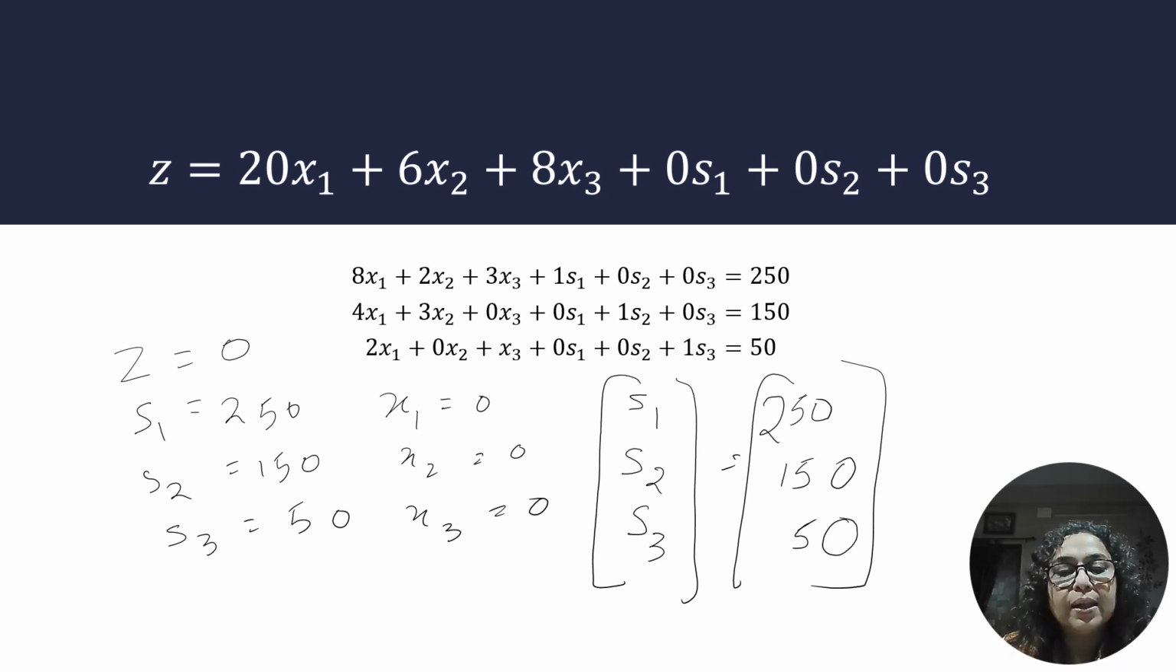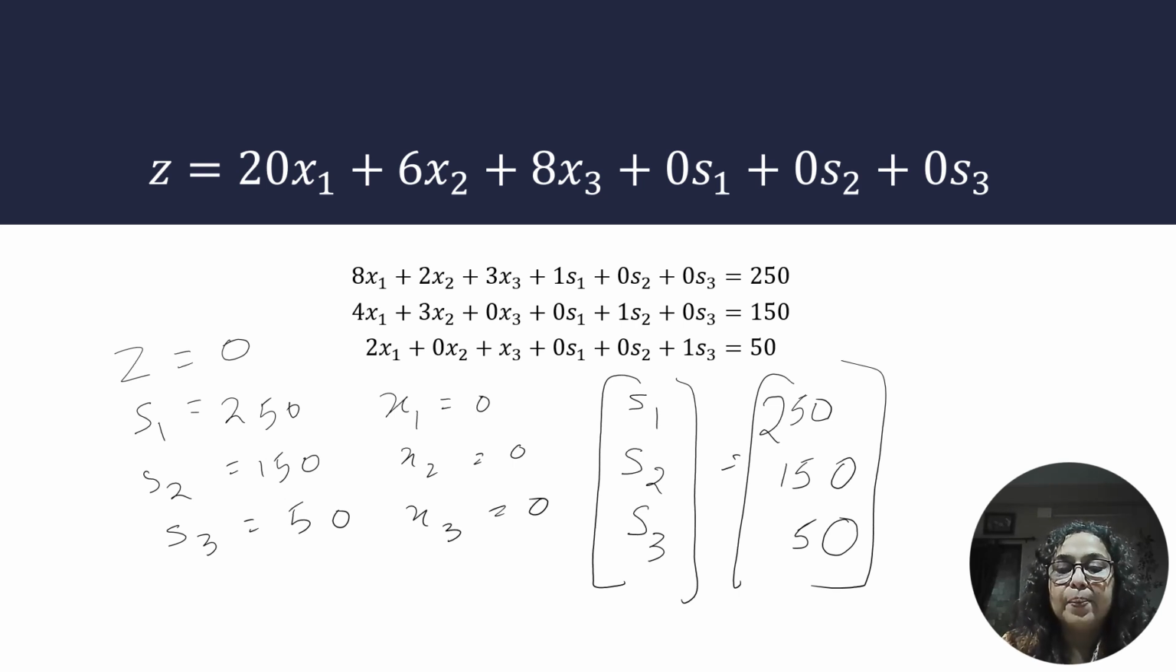And secondly, we have an initial basis because we had an identity matrix, and so we found a set of three variables which are linearly independent. So we have a basis. So that is a basic feasible solution.